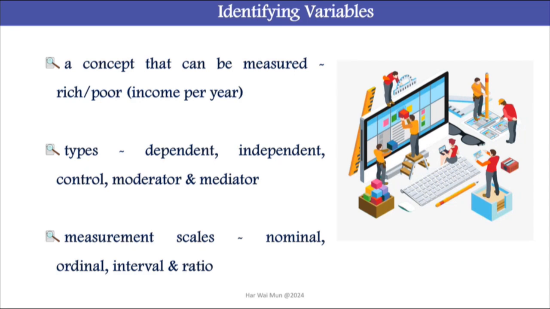Right? So in this case, you also see that rich and poor is a concept. Income per year is a proxy, or can be measured. Economic output, you can use growth, GDP growth, or GDP, GNP, GNI, gross national income, all are measured as economic growth.